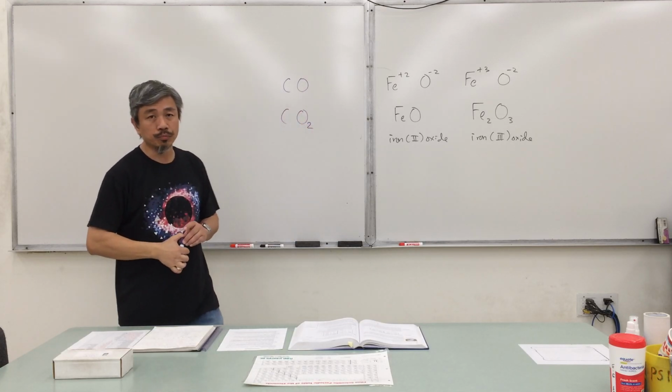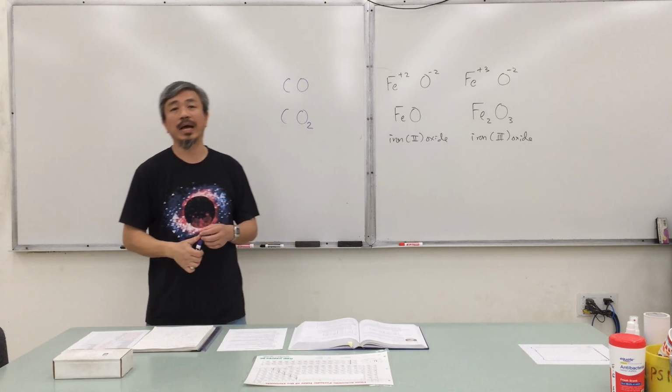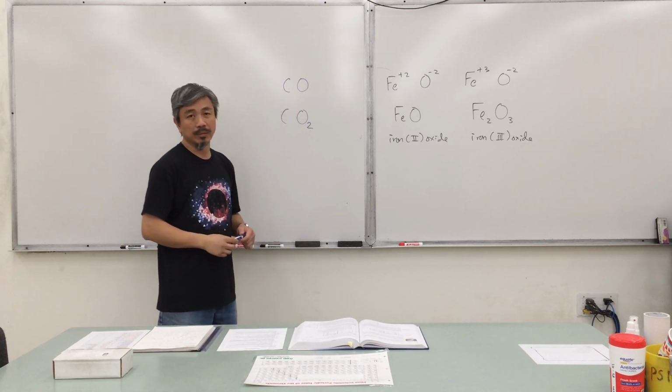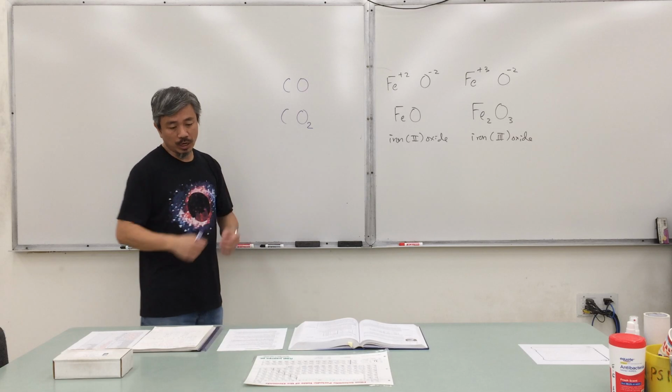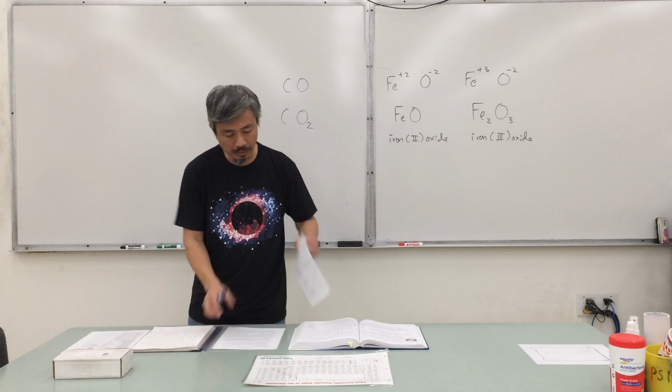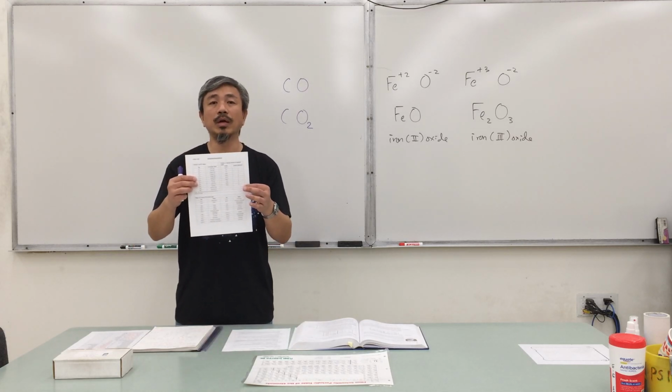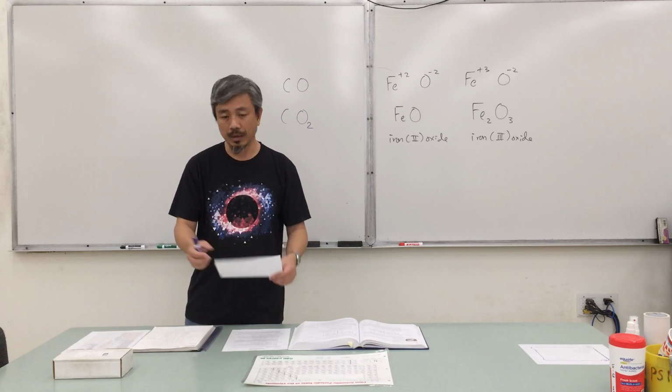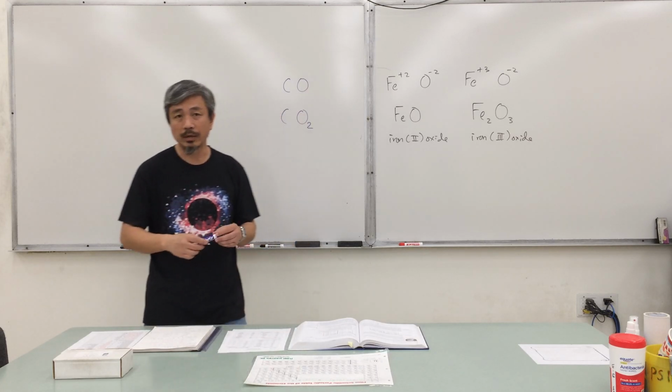In this case, we use prefixes to designate the number of atoms per element. So in this case, if you check again with your handout, there is a short reference table here that will allow you to pick up all the prefixes that are associated with the actual counting.